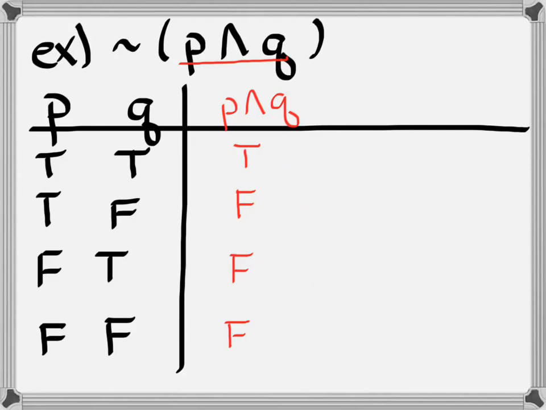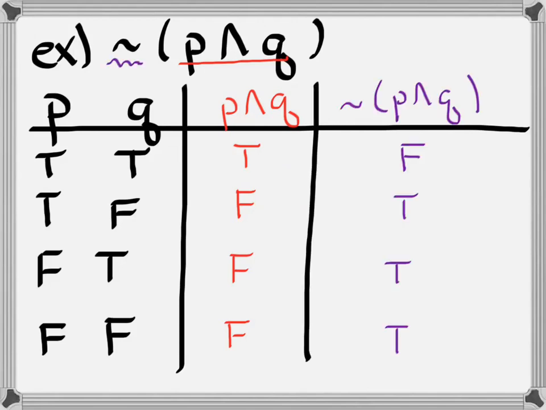Now that I have the truth value for P and Q, I'm left to negate that to find our answer. So, reading across each row, if I know that P and Q is true, then not P and Q must be false. So you can see that from the red column to the purple column, we just switch the values, because that is what it means to negate a phrase.